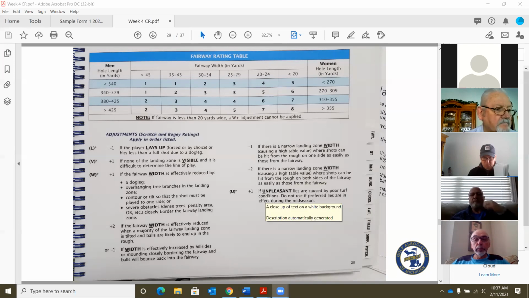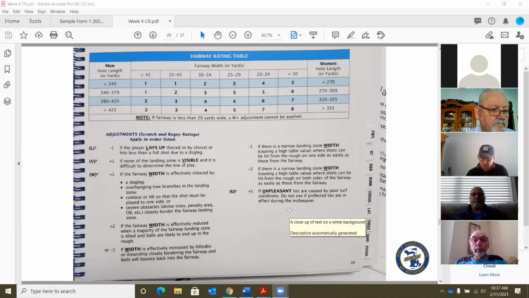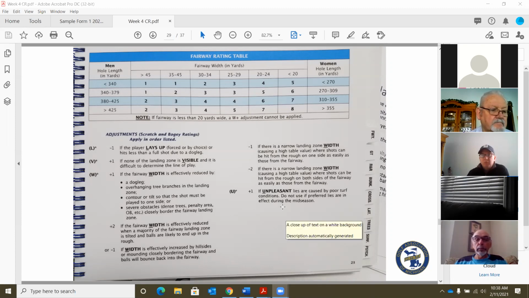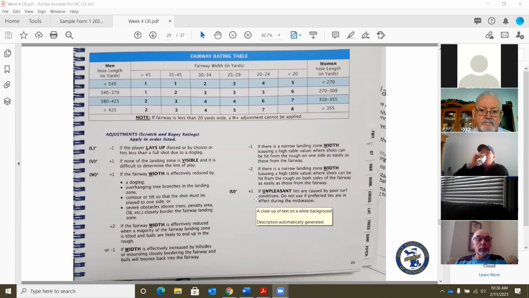And then our last adjustment is the unpleasant one, which talks about poor turf conditions. We really never use this. Again, I think Mark Bolton's made the comment before that we're rating these golf courses for 10 years, and one time that we're out there is not going to be indicative of 10 years worth of playing. So we very, very rarely do anything with unpleasant. And again, I would recommend to really never use that unless the leader of the team tells you to use it.